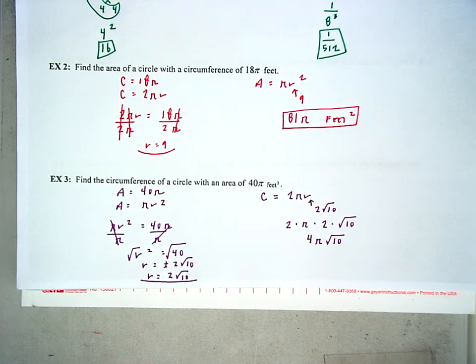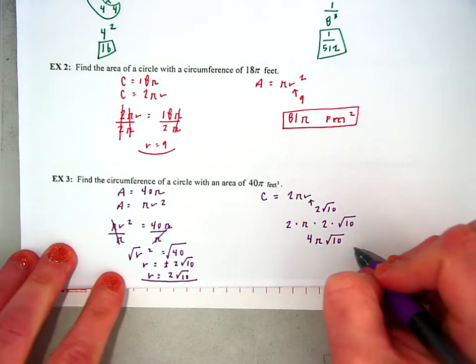So the reason that I'm having you write it like this is just so that there's no confusion as to where the pi is. If we attach it at the end, sometimes we interpret that as underneath the square root, and I just want to make sure that we're very clear that it is not underneath the square root. It is outside of it. So it's 4 times pi times the square root of 10. And we're just saying that our units are feet.